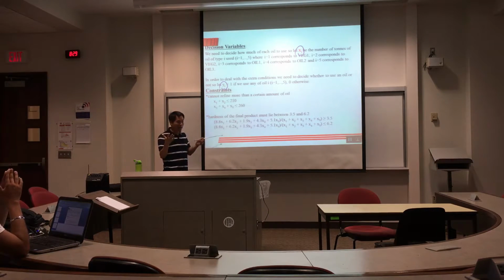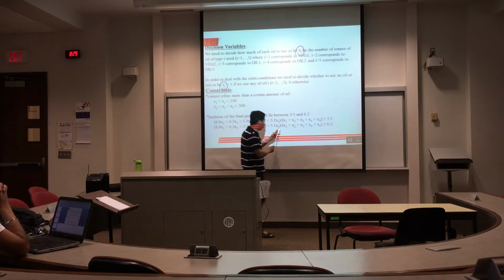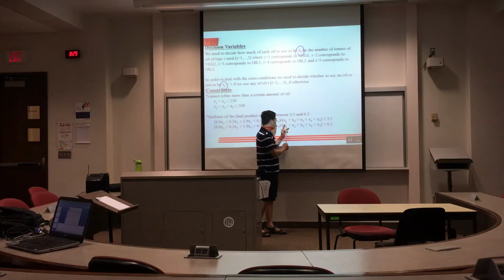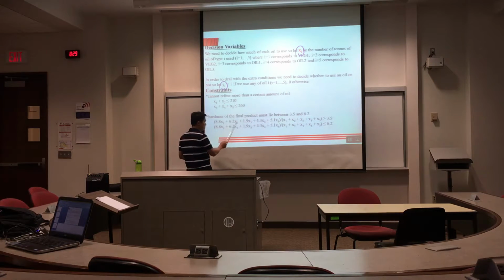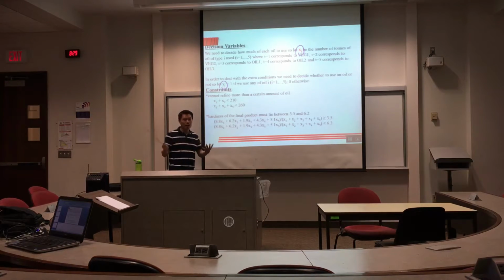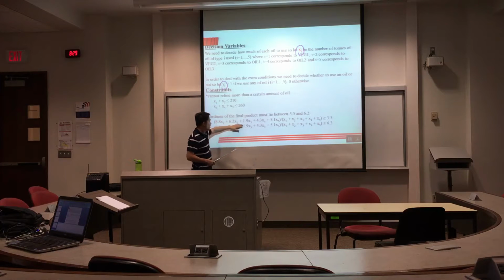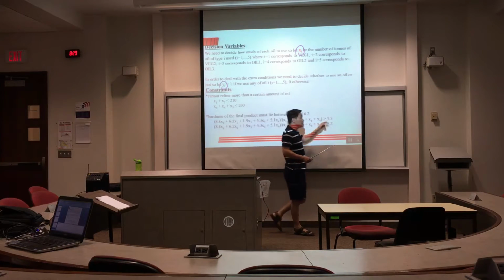The total hardness divided by the total pounds of oils you use, right? x1 plus x5. So this is basically the average hardness of the final product. Has to be at least 3.5.